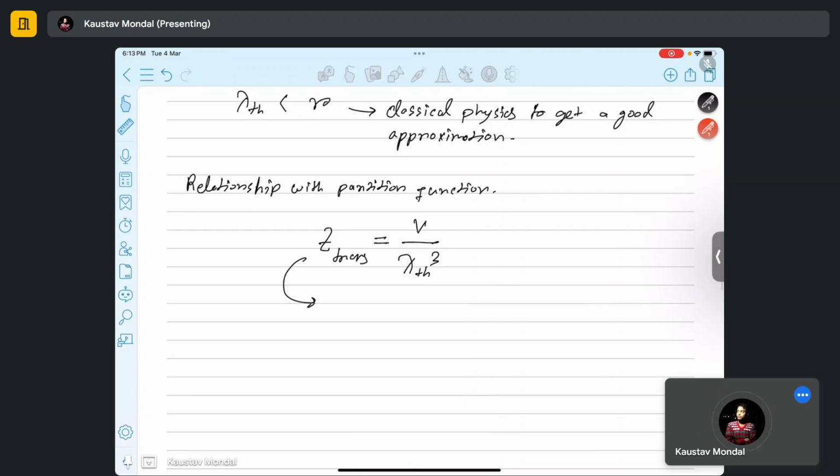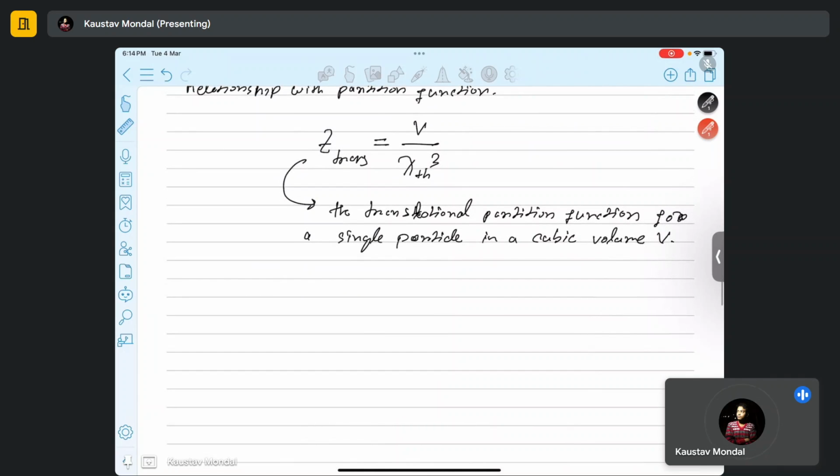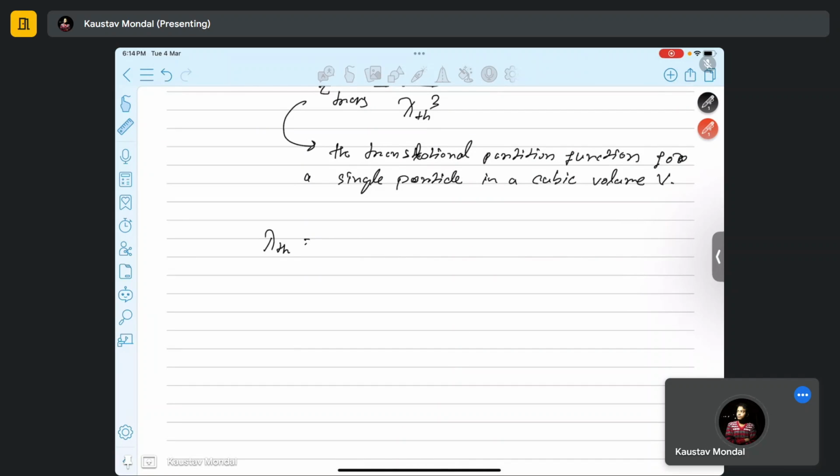So this is the translational partition function for a single particle in a cubic volume V. Now with all these things in our hand, lambda thermal will simply be (V by Z trans) to the power 1 by 3. This would be the formula we will be using.